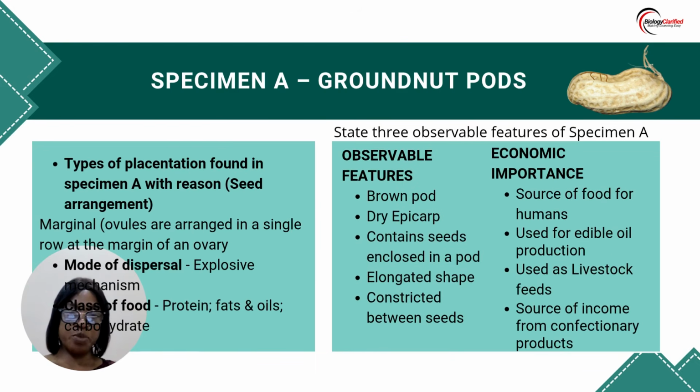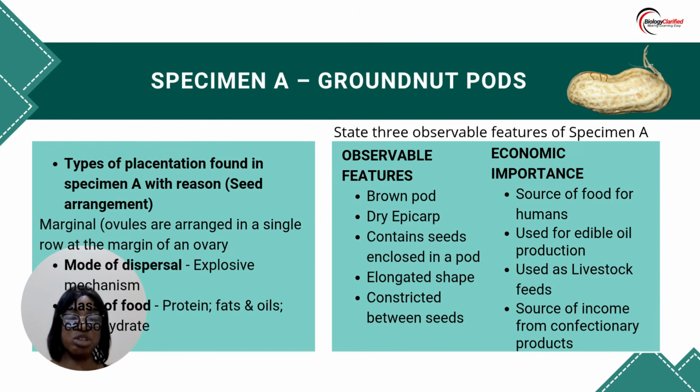So specimen A, groundnut pods, types of placentation found in specimen A with reason. Placentation is about seed arrangements. So the placentation found in specimen A is marginal. Why is it marginal? Because the ovules are arranged in a single row along the margin of an ovary. Remember when you were taught fruits, the ovary becomes the fruit and the ovule becomes the seed. So in a groundnut pod, the seed that developed from the ovule is arranged in a single row on the margin. Then what's the mode of dispersal? The mode of dispersal is explosive mechanism.